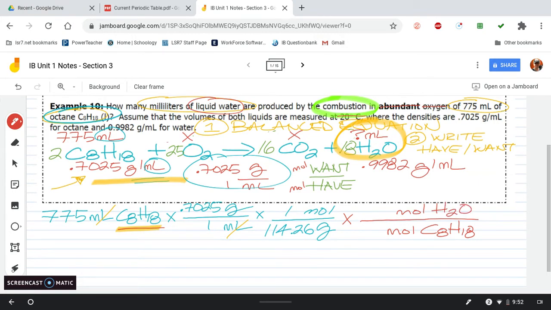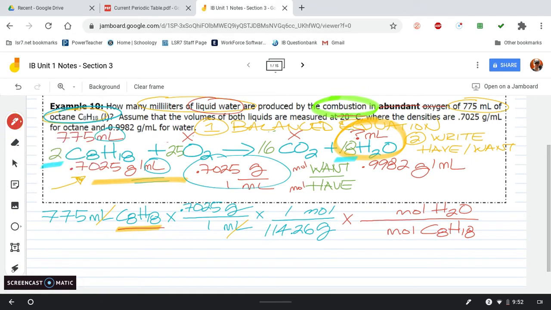Okay, now where do we get the number? Well, this is where we get the number. We get these numbers that go here and here. We're going to get those from our balanced equation. So here we go. I have 2 of those to 18 of those. So that's your ratio. It's a 2 to 18 ratio.